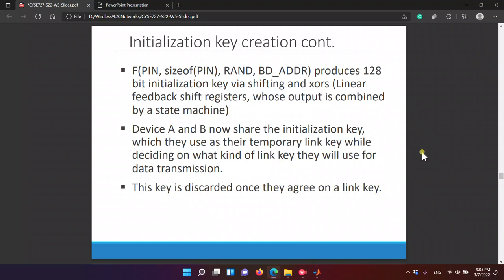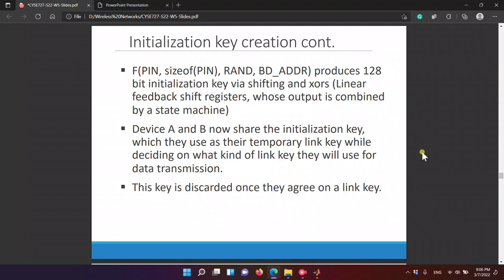Okay, initialization key creation continued. So the function of PIN, size of PIN, random, and the Bluetooth device address produces a 128-bit initialization key via shifting and XORs, linear feedback shift registers. I explained them also in my videos about cryptography. So feedback shift registers are mentioned before, and the output is combined by a state machine, whatever that is.